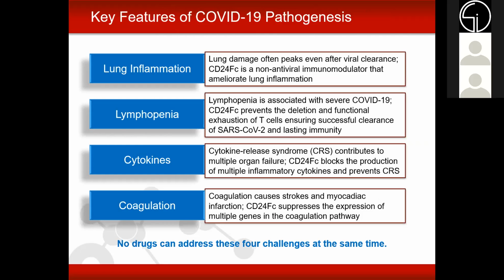So at the end, in the summary, we think CD24Fc really targets multiple very important parts of COVID-19 pathogenesis, including lung inflammation, lymphopenia, cytokine release syndrome, and coagulation abnormality. And we think right now no drug can address all these 4 challenges at the same time. So we consider CD24Fc could be the real game changer, can really save lives and make the difference in this COVID-19 pandemic. So I'll end it here. Thank you very much.